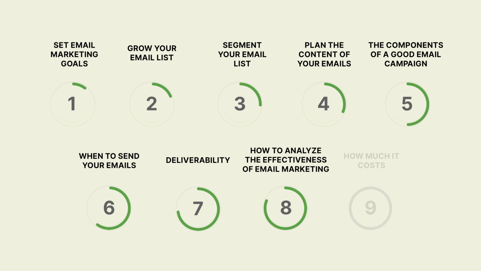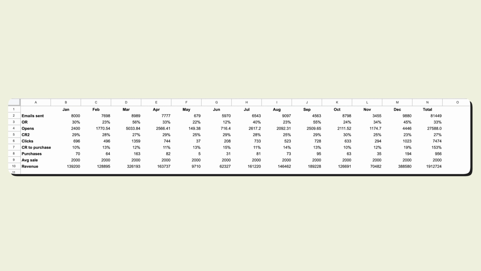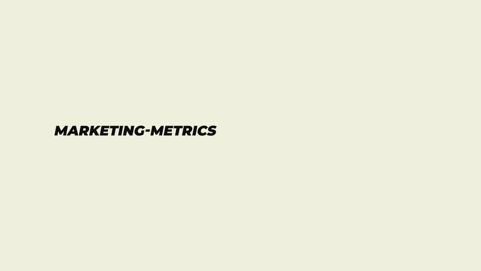So how to analyze the effectiveness of email marketing? It's never enough to just look at the metrics provided in your email tools dashboard. You should always track the entire funnel. Let's break email marketing analytics into two parts: marketing metrics and business level metrics. For the marketing level view, let's talk about some basic email marketing metrics and how to calculate them.